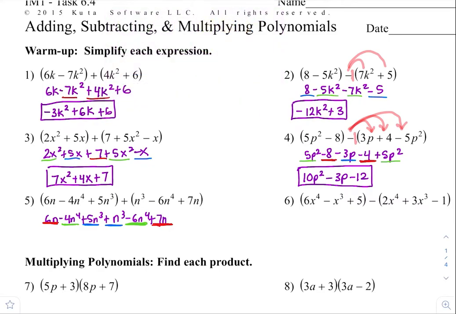Alright, so highest degrees first. So negative 4n to the 4th minus 6n to the 4th, negative 10n to the 4th. Now the next power, 5n to the 3rd plus n to the 3rd, the blues, that's going to be 6n to the 3rd. And the reds, 6n plus 7n is plus 13n.